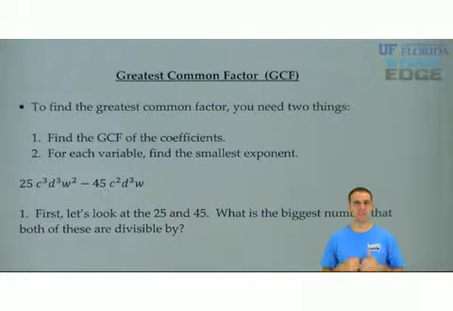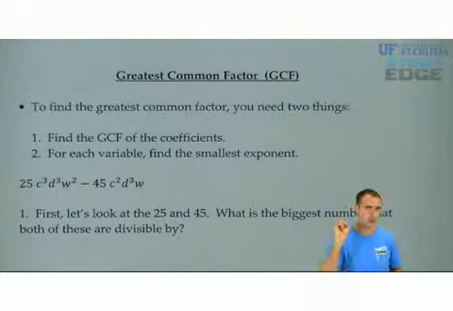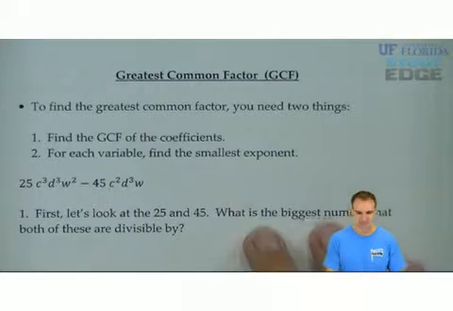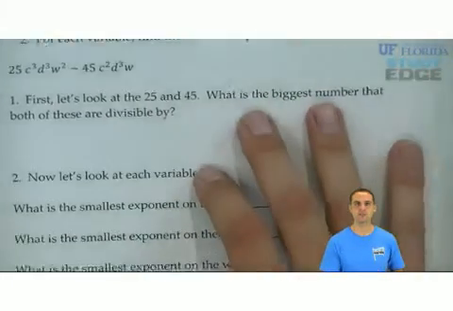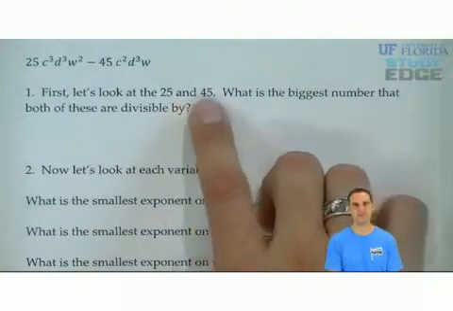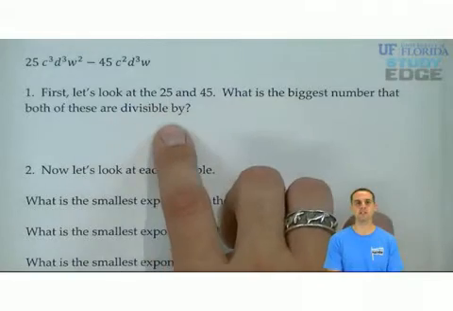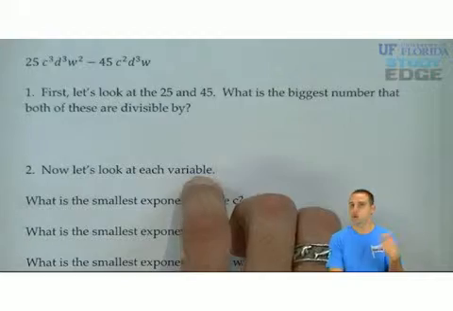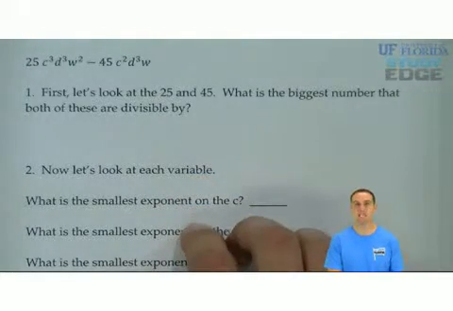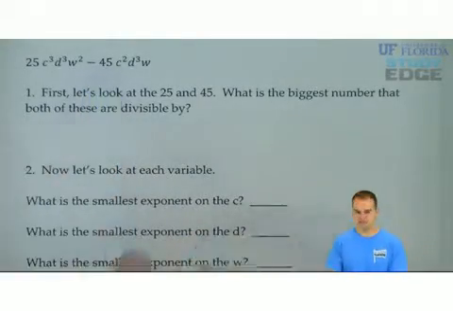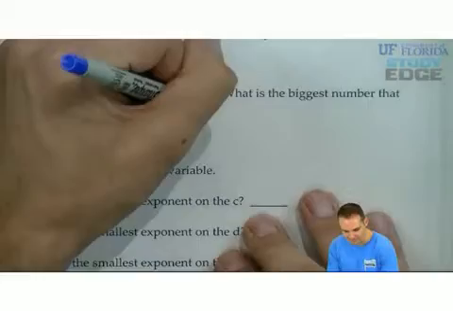To find the GCF, you need 2 things. 1, find the GCF of the coefficients, find what you can factor out of the numbers. And then for each variable, find the smallest exponent. So looking at this first example here, first let's look at 25 and 45. What is the biggest number that both of these are divisible by? What is the greatest common factor? In this case, we know 25 is 5 and 5, and 45 is 5 and 9, and the biggest number is going to be 5.